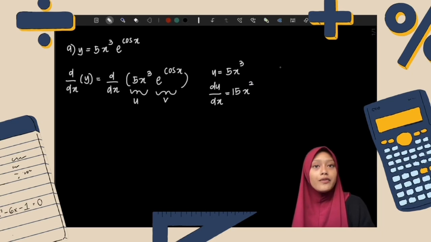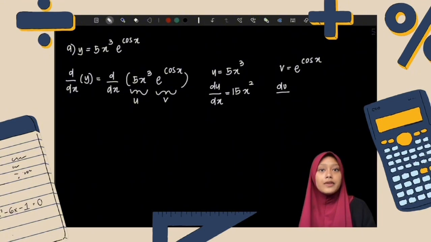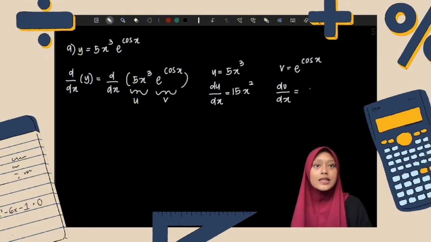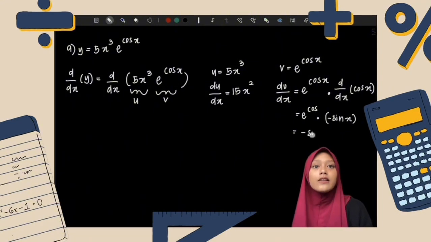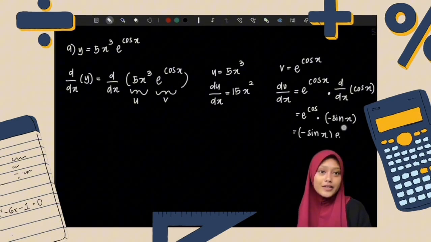For v, we have to use the chain rule because the exponent is a function itself. The derivative of e to the power of cos x is e to the power of cos x multiplied by the derivative of cos x, which is negative sin x. So, our dv over dx is negative sin x e to the power of cos x.